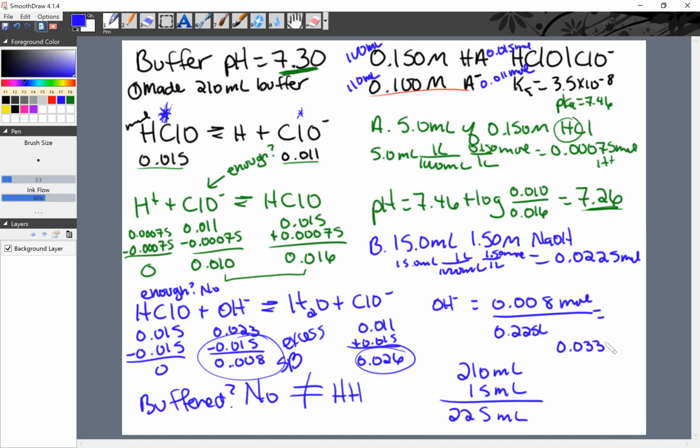And oops, I only get one sig fig. So really only 0.03 molar. Depending on if you carry, it could round up to 0.04. So depending on how you stack your numbers in your calculator, it could come out to be 0.04 of my strong base.